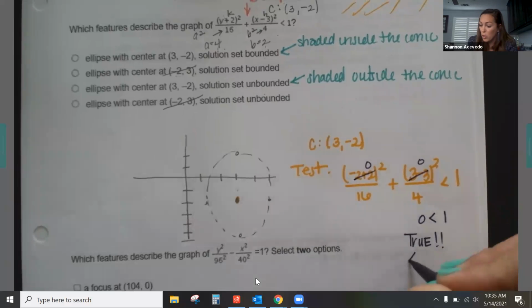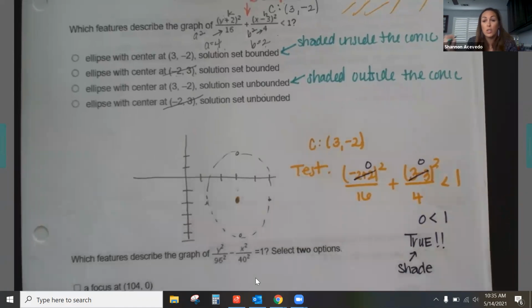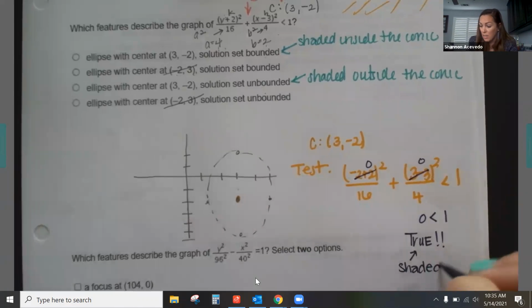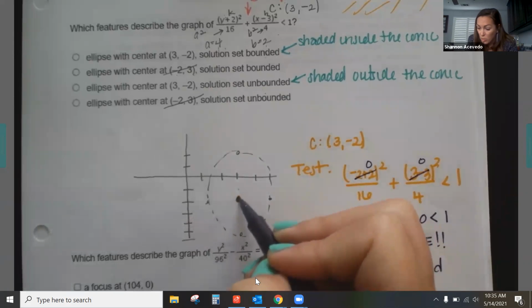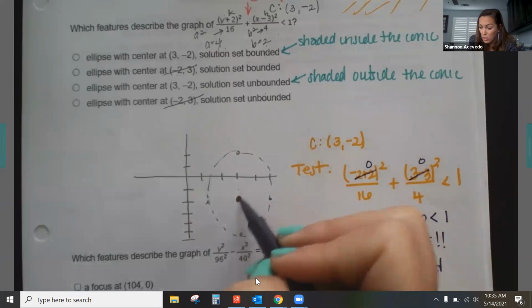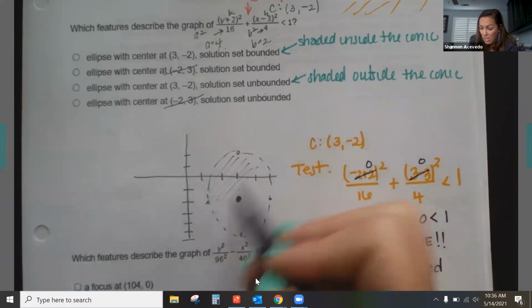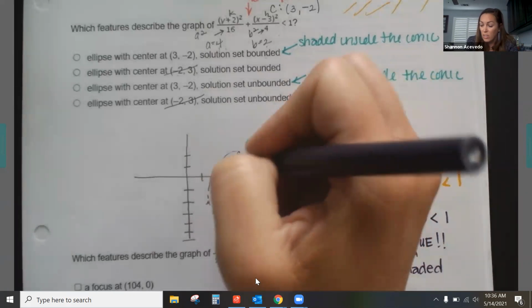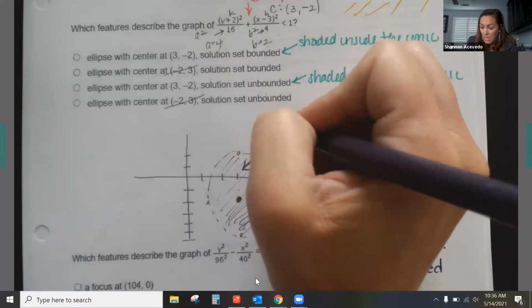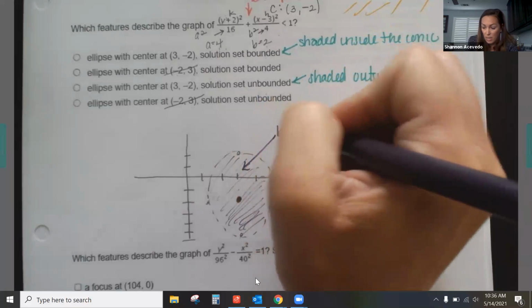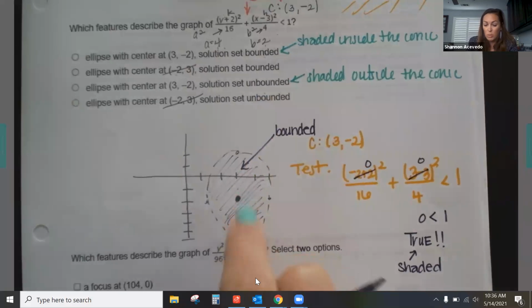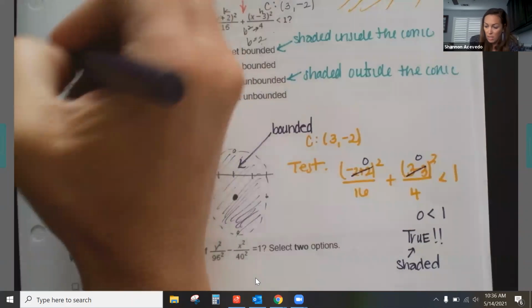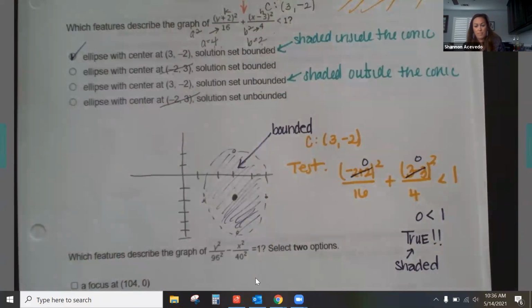So if it's true, then you shade it. Where it's true is going to be shaded. This point is true, so that means everything in here is shaded. Since it's on the inside, we say that it is bounded. It's inside, so it's bounded. So my answer for this one is going to be right here.